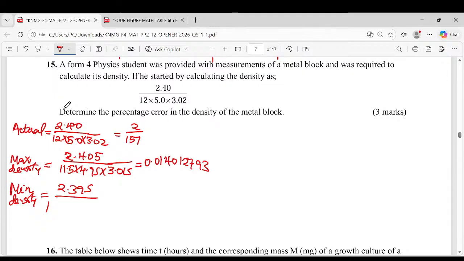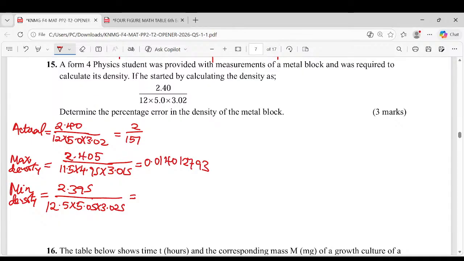Let us look at this particular part. This will be 12.5 times 5.05 times 3.025. What are you going to get when you get the minimum density here? This will be 12.5 times 5.05 times 3.025, then 2.395 divided by that. You get 0.